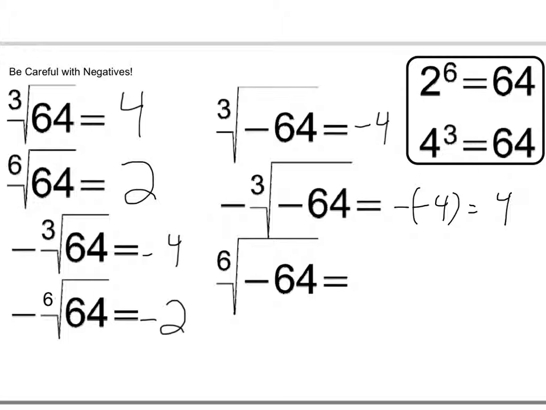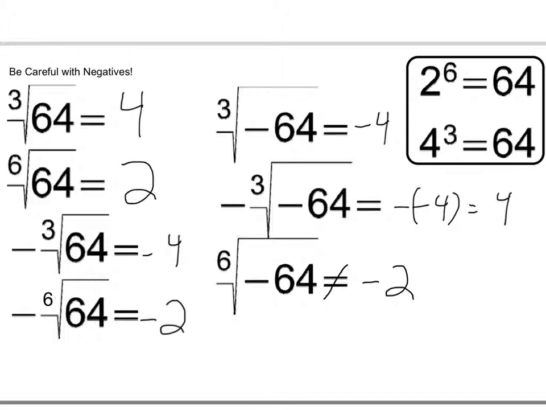Now I come down to this example, the sixth root of negative 64. We may be tempted to look at this fact up here and say 2 to the sixth equals 64. Therefore, the sixth root of negative 64 would equal negative 2. But the truth is that that is not the case. If you do negative 2 times itself 6 times, you'll notice that you would actually end up getting a positive 64. It's impossible to raise any number to a certain even power and end up with a negative answer.